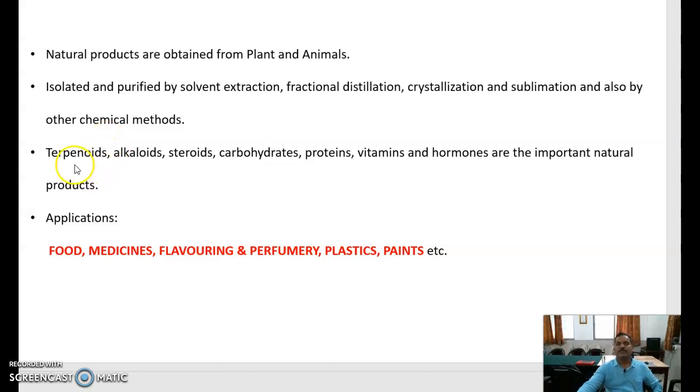Examples of natural products are terpenoids, alkaloids, steroids, carbohydrates, proteins, vitamins. All these are natural products which are found in nature and which are very widely used for different applications, like in food chemistry, in medicines. They are used as flavoring and perfumery agents. Also, they are used in plastics and paints. So these are some applications which are narrated here, but there are many more applications in which these natural products are utilized.